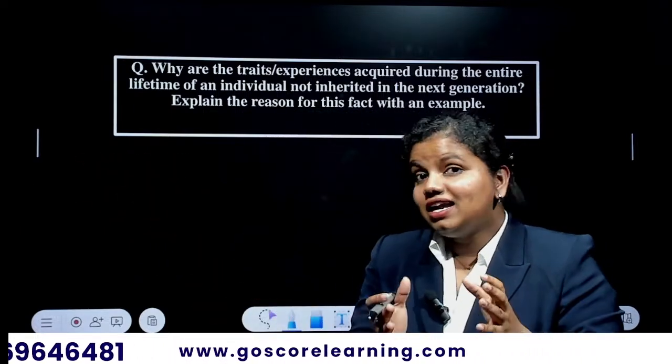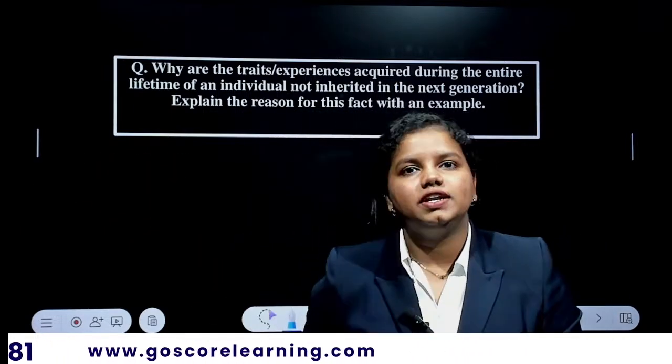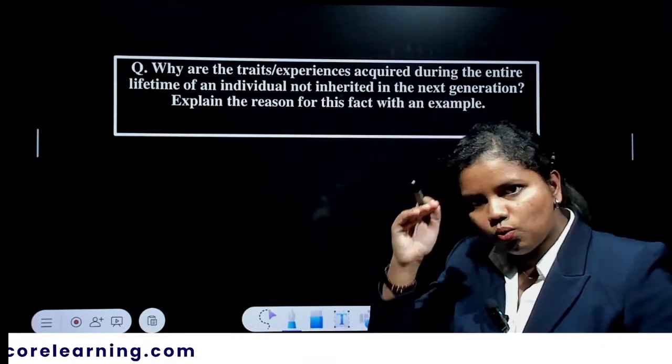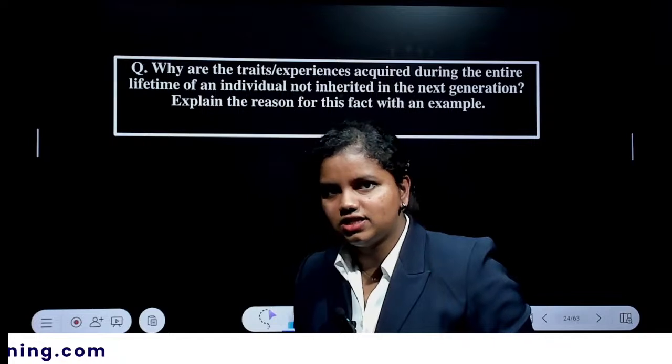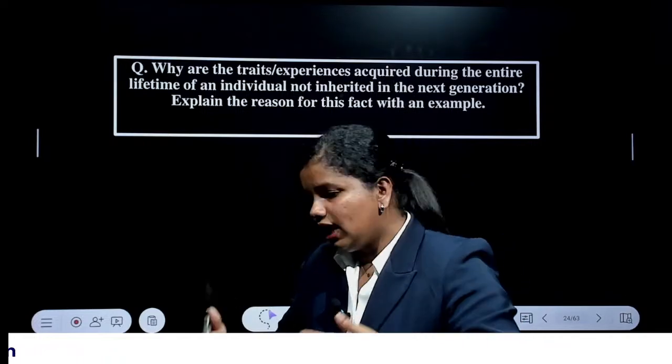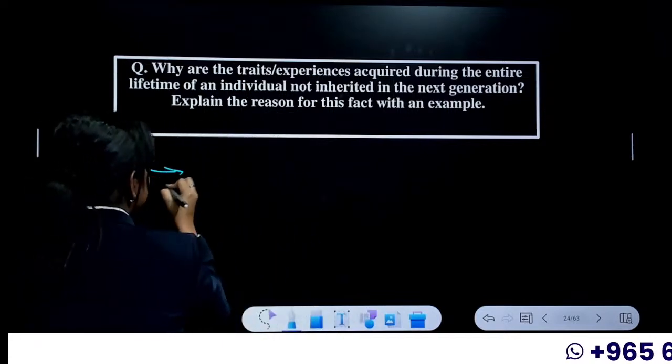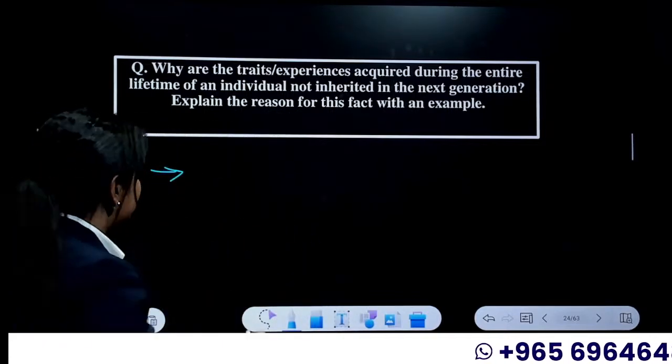Inherited traits are there in your genetic composition. It is inside your gene, it is inside your cell. So once you make a gamete out of that cell and give it to your baby, it goes to the baby. But an acquired trait is something that is not in the genetic makeup.